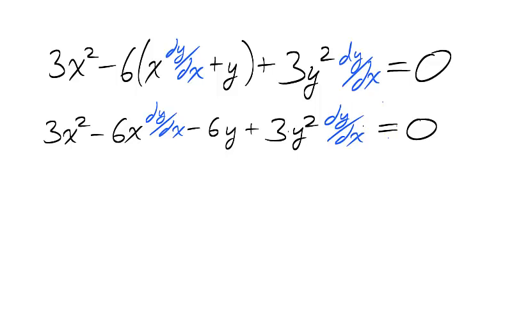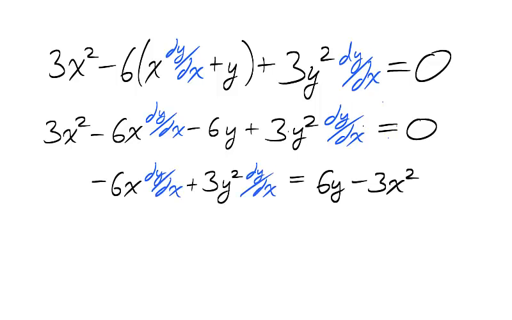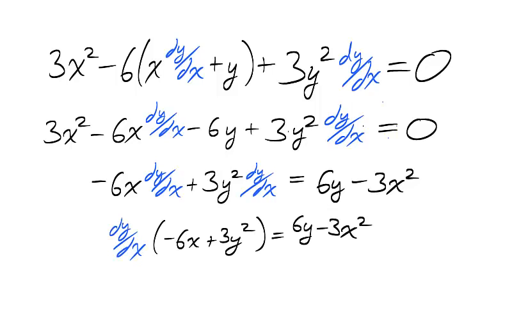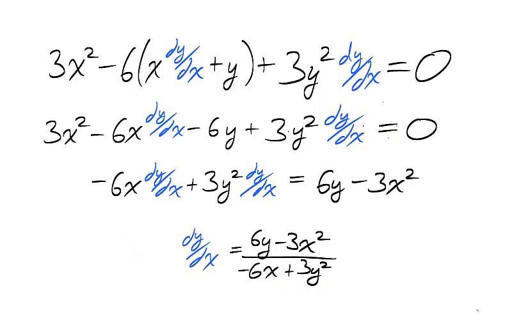Begin by distributing -6. Then, isolate on the left the terms that have dy dx in them. Factor dy dx. And then divide the factors which do not have dy dx in them to the right side. And we obtain an explicit function describing dy dx.